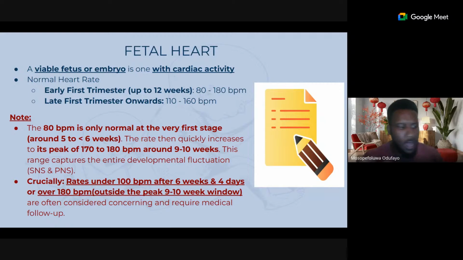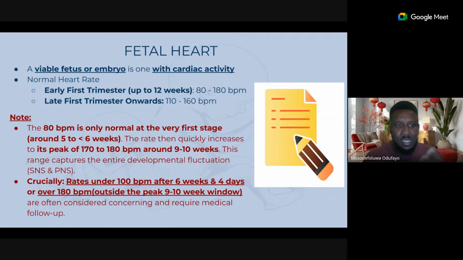Let's break it down. Why do we allow for such a huge range at the earlier times? It's because a heart rate of about 80 beats per minute will only be very normal at the very first stage, specifically around 5 to less than 6 weeks, when you can see it with a transvaginal probe. Remember, we said early is TVS. And the rate can pick up until about 180 beats per minute, up until about 9 to 10 weeks, and up to 11 weeks.